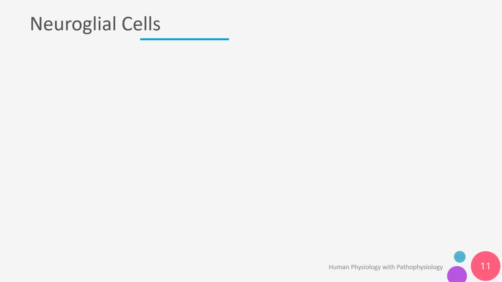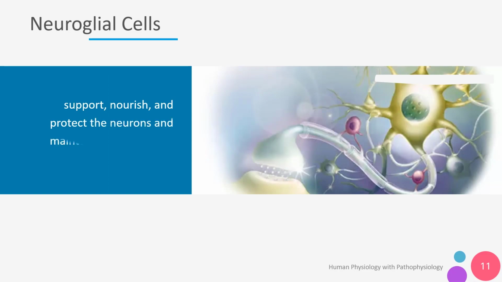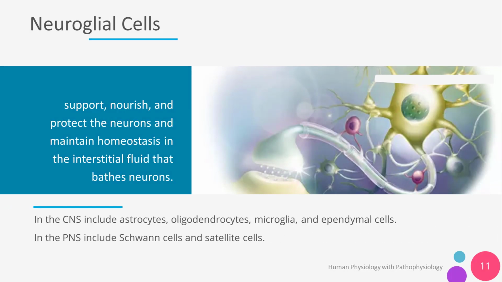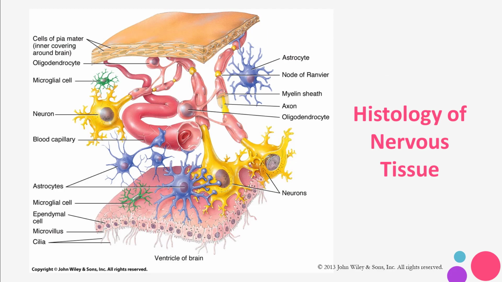The neuroglia are the ones that support and protect the neurons. Neuroglia, or the glial cells in the CNS, are the astrocytes, oligodendrocytes, microglia, and the ependymal cells, while in the PNS, we have the Schwann cells and the satellite cells. In this picture, you can see the neurons and the different neuroglia in the CNS.